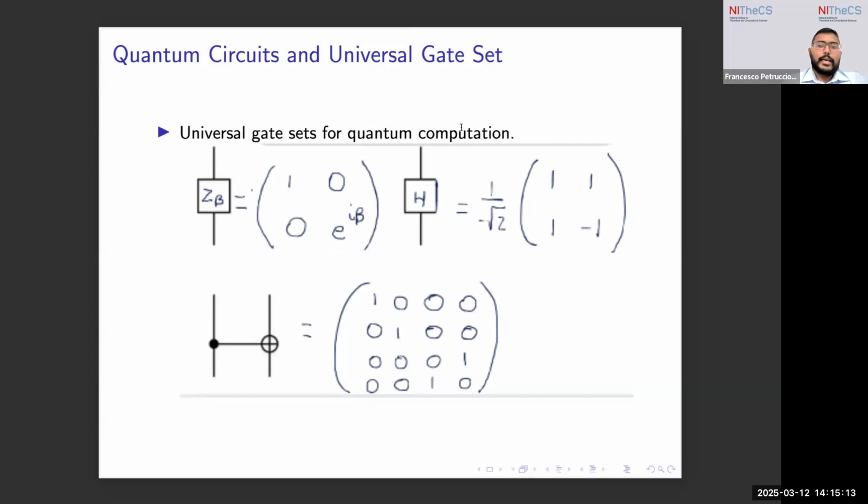Similar to how we said that negation and an OR gate are a universal set of gates for classical computation, for quantum computation we also have a universal set of gates, namely rotation about the z-axis, our Hadamard gate, and our controlled NOT gate, and the matrices representing these operations are shown on the slide here.